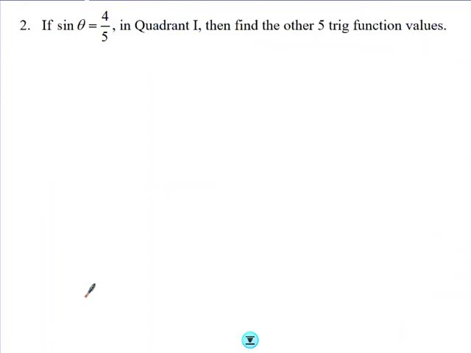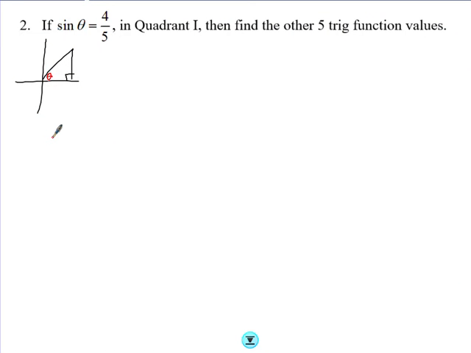Here we are told that sine of theta is 4 over 5. The angle is in quadrant 1, and we need to find the other 5 trig values. So let's start by sketching a picture. We know that our angle is in quadrant 1. We know that sine is 4 over 5.